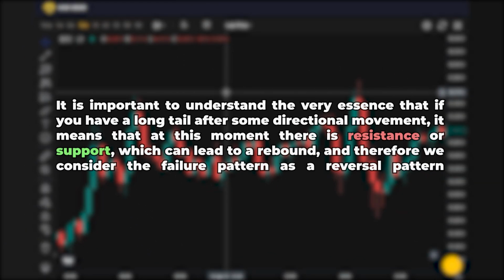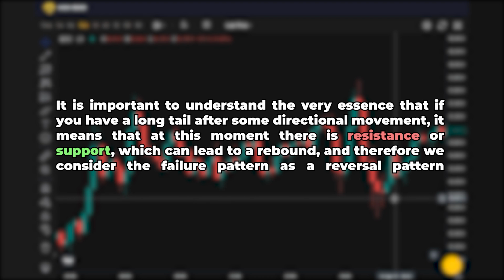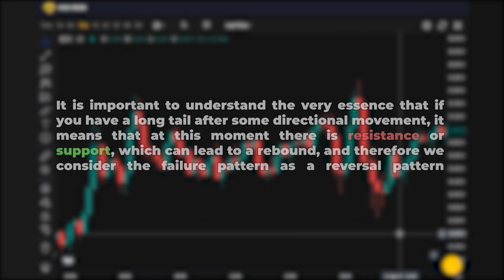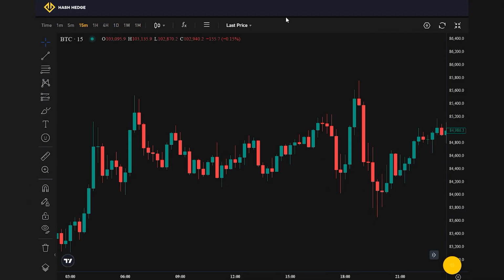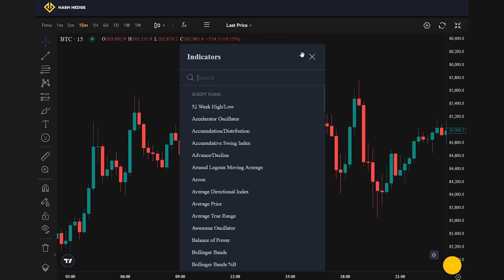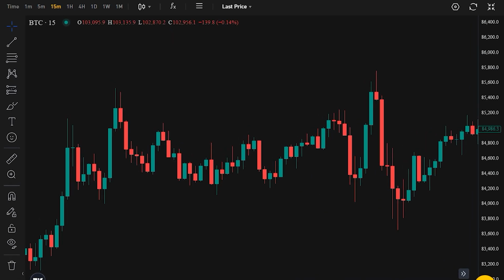It is important to understand the very essence that if you have a long tail after some directional movement, it means that at this moment there's resistance or support, which can lead to a rebound, and therefore we consider the failure pattern as a reversal pattern. Again, I suggest filtering its readings, such as through stochastics or RSI or other tools.